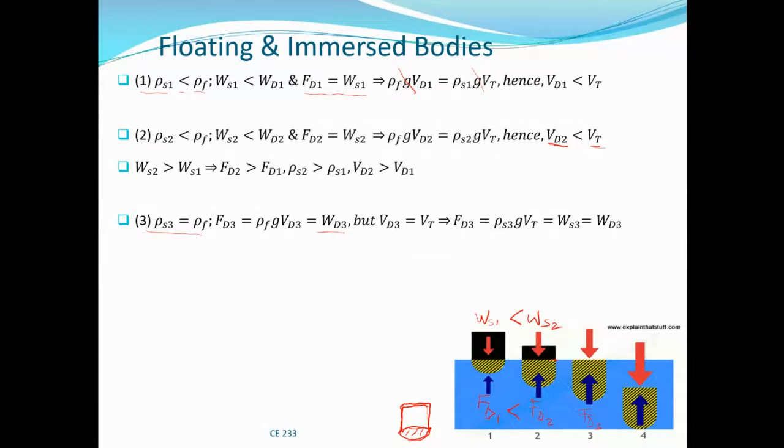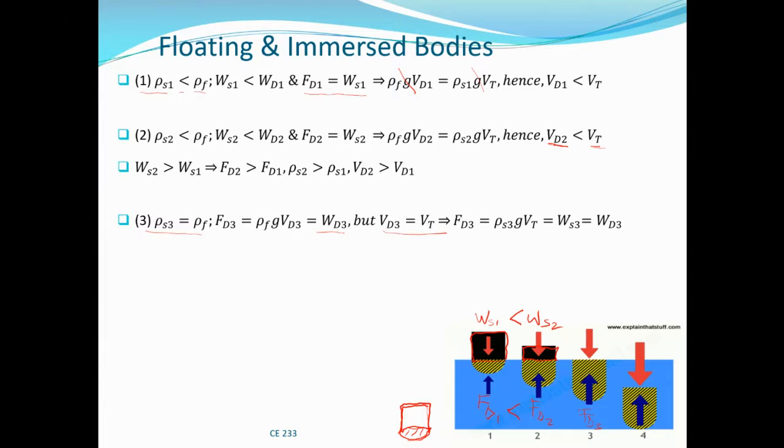Unlike in the previous cases, in which part of the volume of the ship is floating, in this case the ship is completely submerged. So the volume of the displaced fluid is equal to the volume of the ship. That's why we have VD3 equal to VT. While in the previous cases, the volume of the ship is greater than the volume of the displaced fluid, but the weight of the ship is less than the weight of the displaced fluid.